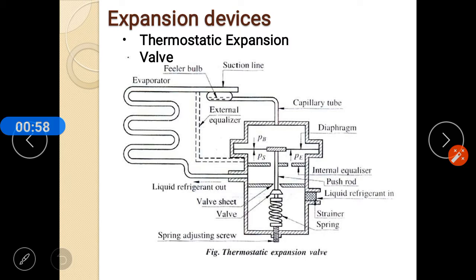It consists of a needle valve and seat arrangement, a metallic diaphragm, a spring and an adjustable screw. In addition to this, it has a filler or thermal bulb, which is mounted on the suction line near the outlet of the evaporator coil. The thermal bulb, charged with fluid, is open on one side of the diaphragm through a capillary tube and is clamped firmly on the evaporator outlet.